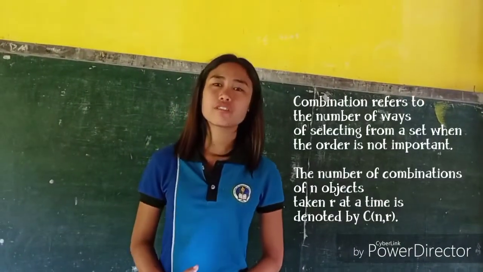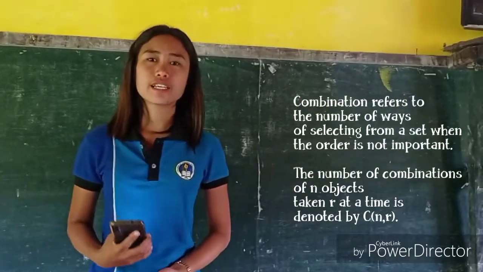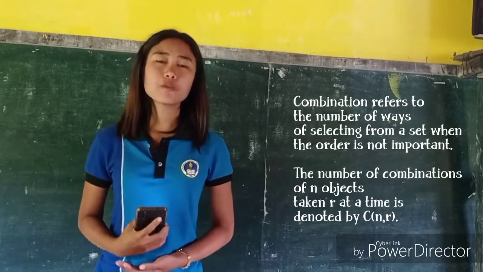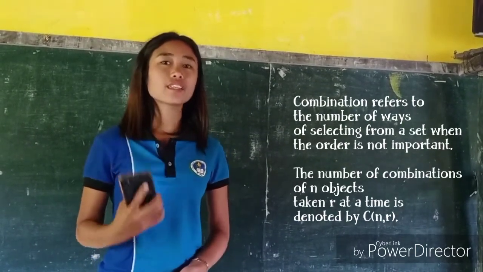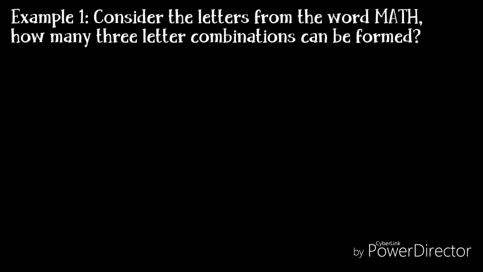Now, what is combination? Combination refers to the number of ways of selecting from a set when the order is not important. And the number of combinations of n objects taken r at a time is denoted by C of n, r. Let's have example 1.